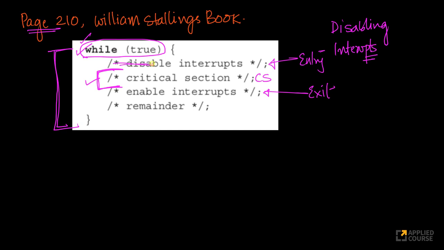This is your entry section. Only this part is your critical section. And this is your exit section. Your exit only contains enable interrupt. Your entry contains only disable interrupt. And the critical section is in between. The while loop is the infinite while loop in your producer part, right? I hope this clarifies the confusion that some of you may have.